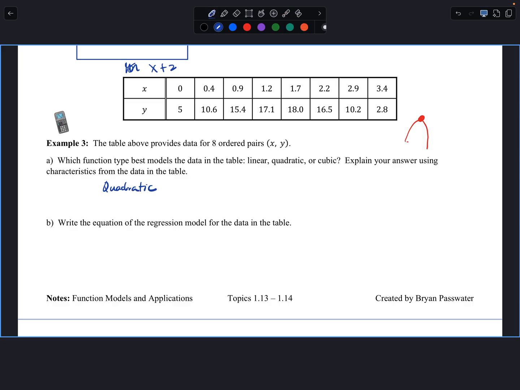And the way that you guys say that: y, roughly symmetric with a maximum.